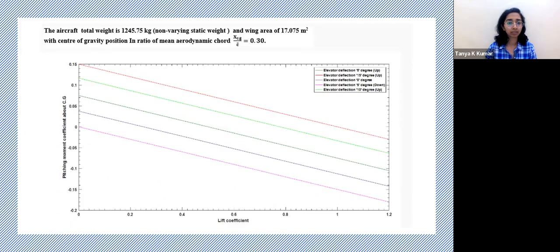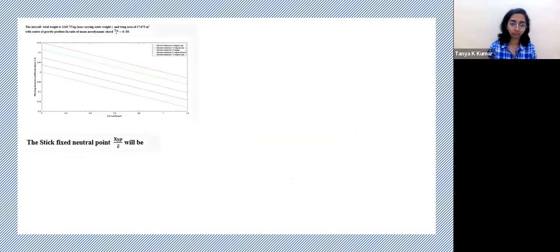So this question, where they've given you Cm versus CL at different elevator deflections. Just like we had mentioned before, the slope doesn't change when you deflect the elevator, only the Cm naught values change. It's basically to trim the aircraft at different CL trims. They've also given you the weight of the aircraft, the wing area and the CG location. Now they've asked you to find out the neutral point.